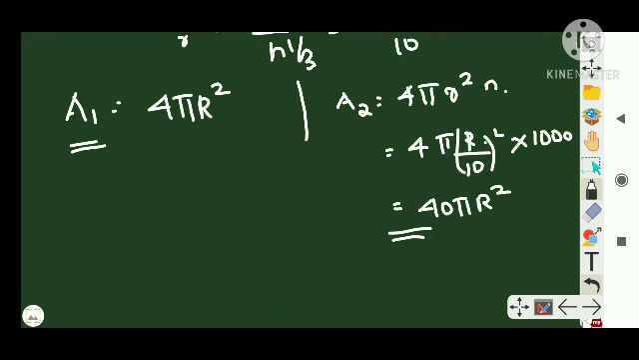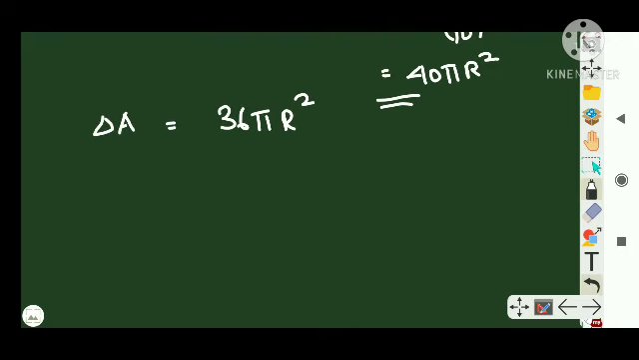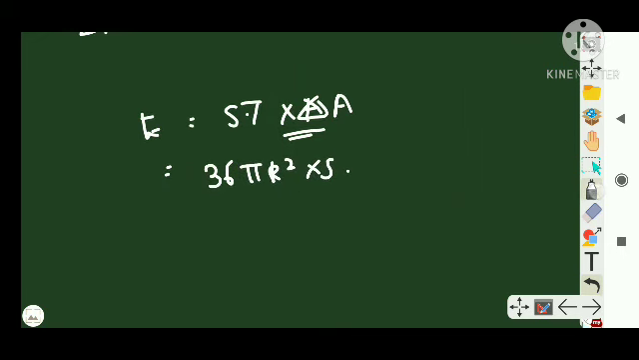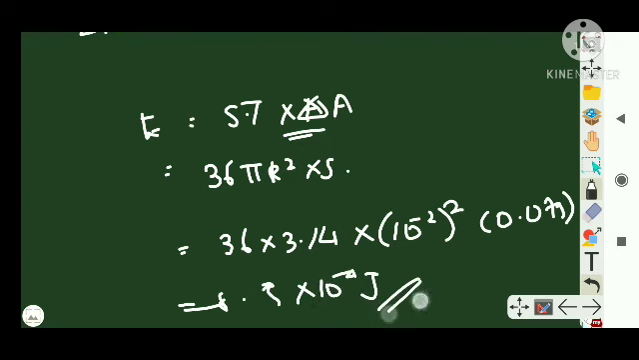What is the increase in area now? You can just find the difference. 40 minus 4 is 36 pi R square. That is the change in area, or increase in area, right? Now gain in surface energy is equal to what? Change in surface energy is equal to surface tension into area change. So the area change here is 36 pi R squared, into S. Now you just have to substitute the values. 36 pi, with pi as 3.14, radius square is 10 to the power minus 2 squared, and surface tension is given as 0.075. You will get the value as 8.5 into 10 to the power minus 4 joules. Clear?